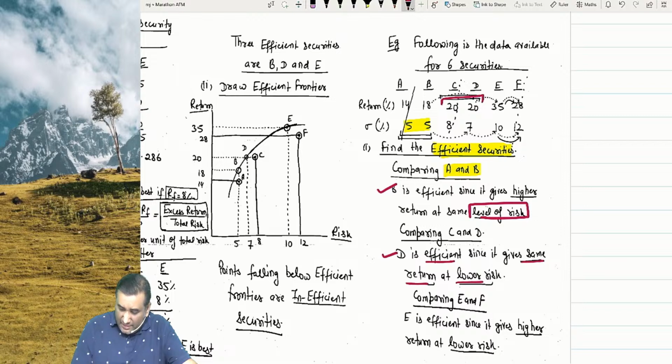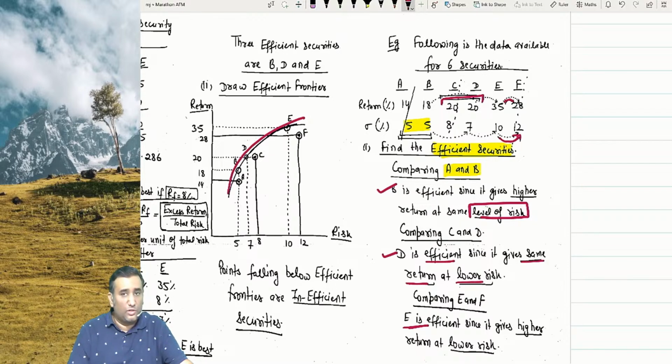And then we have E and F. Comparing E and F, the return is decreasing but risk is increasing. In this case, we'll select E. E is efficient. When we draw this kind of diagrammatical presentation, which is not required, efficient securities will fall on this frontier, and any points which fall below this are called inefficient in nature.